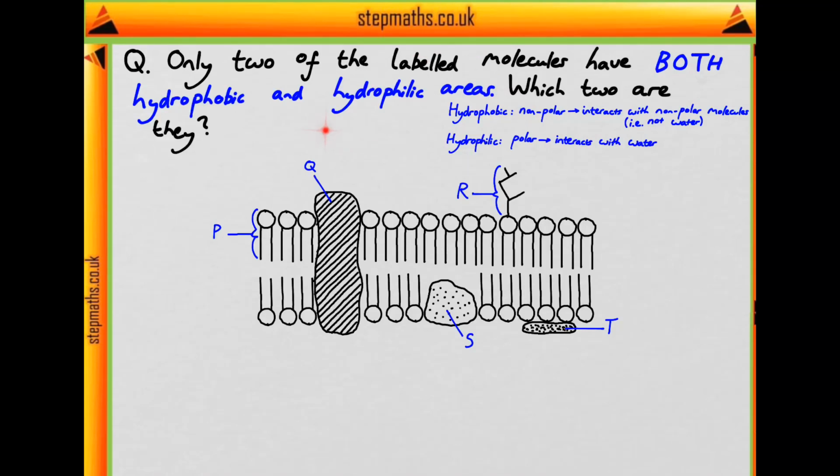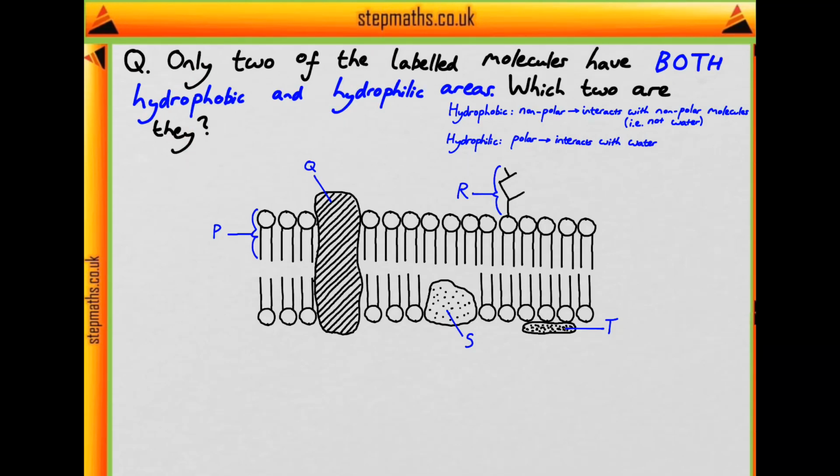Next, moving on to Q, which seems to be a transmembrane protein, we can see that the protein interacts with the water on this end and this end, meaning it has some hydrophilic areas, and then it interacts with the non-polar portion of the lipid bilayer here, meaning it also has some hydrophobic areas. So this is the second of our two labelled molecules which have both hydrophobic and hydrophilic areas.